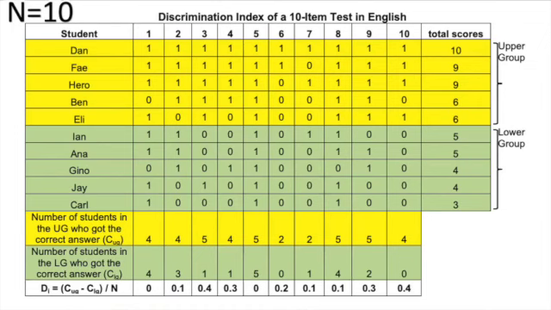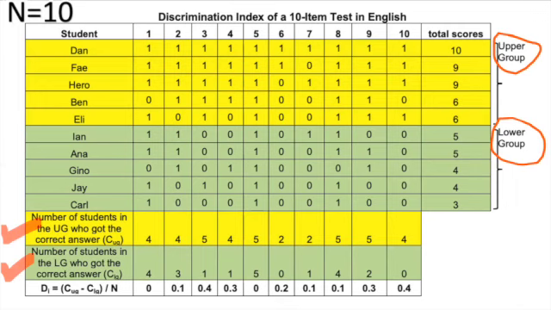As you can see in the example given, the scores are arranged from highest to lowest. Then they are divided into 2 equal groups. The upper group or the upper 50% and the lower group or the lower 50%. The total number of test takers is 10. In each question item, the sum of the number of students who got the correct answer in the upper group was determined. Similarly, the sum of the number of students who got the correct answer in the lower group was also calculated. So using the spreadsheet, I calculated the DI of each question item.